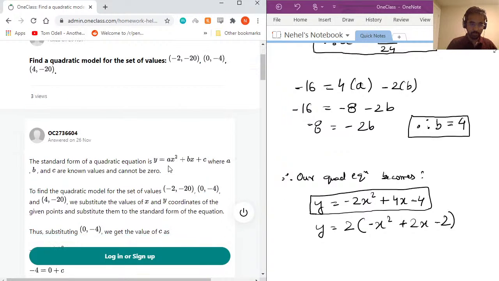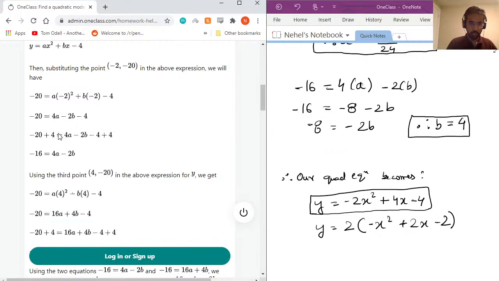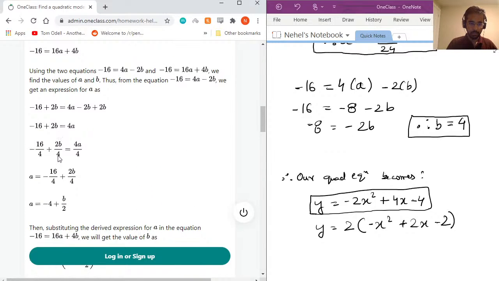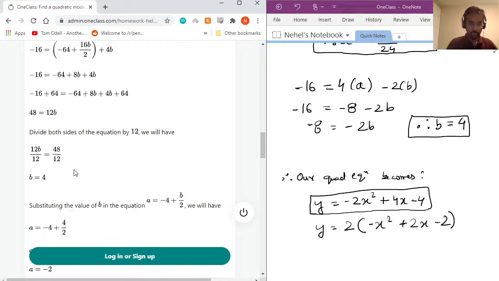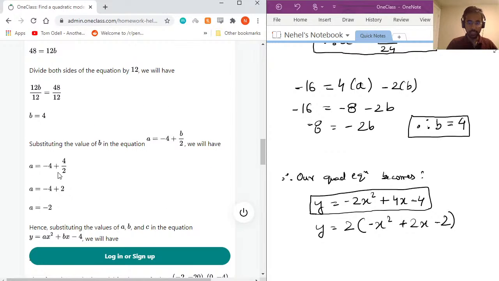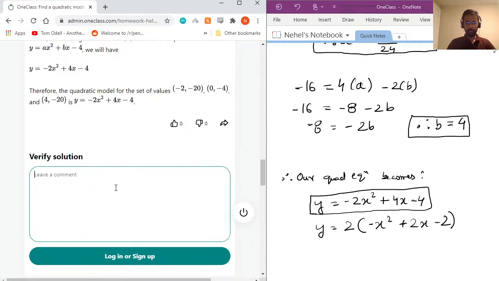Okay, so let's verify if that's what they have gotten as well. C is equal to -4. Perfect. And then they make 2 equations. We get b equals to 4 and then a equals to -2. So therefore the final equation becomes -2x squared plus 4x minus 4. Awesome. The solution is correct.